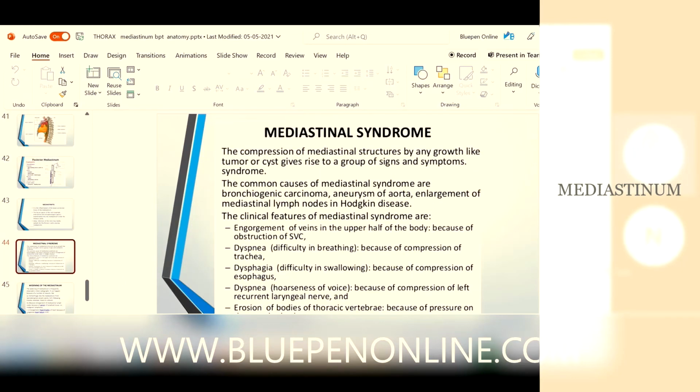Another condition is mediastinal syndrome. What is happening here? There is a compression of mediastinal structures by a tumor or cyst, something like that. So that is mediastinal syndrome. What will happen in these cases? There is an engorgement of veins because of obstruction of the superior vena cava, difficulty in breathing, that is dyspnea, and dysphagia, where the patient can't swallow, hoarseness of voice, and erosion of bodies of thoracic vertebrae. These will be the symptoms of mediastinal syndrome. The reason is compression of the structures by any growth, tumor or cyst.